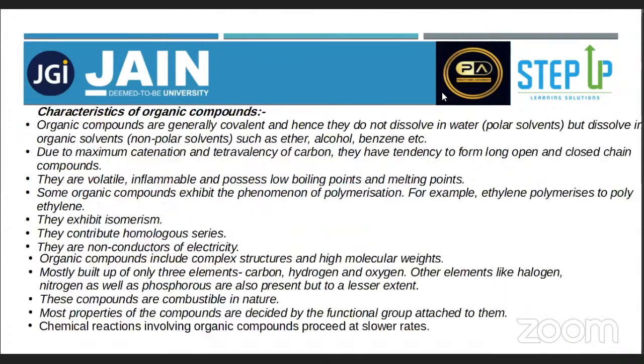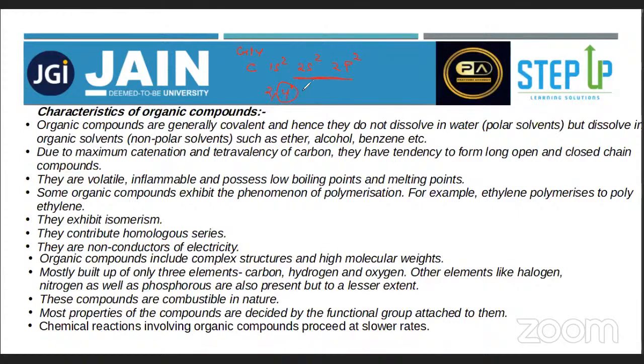Moving to the next one, we have a few characteristics of organic compounds. Organic compounds are basically made out of carbon, a group 14 element. Its electronic configuration is 1s2, 2s2, 2p2. So it has 4 electrons in the outermost shell, written as 2, 4. That is, it has 4 valence electrons.